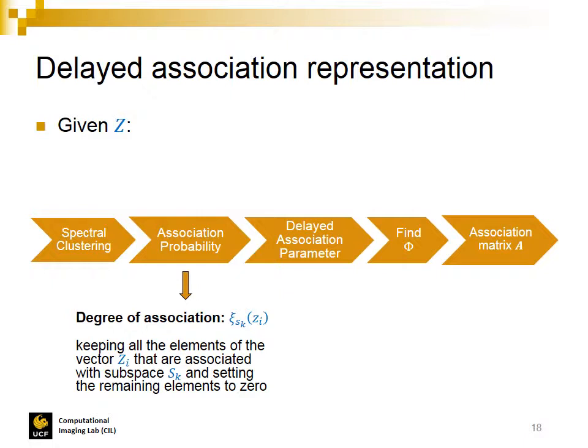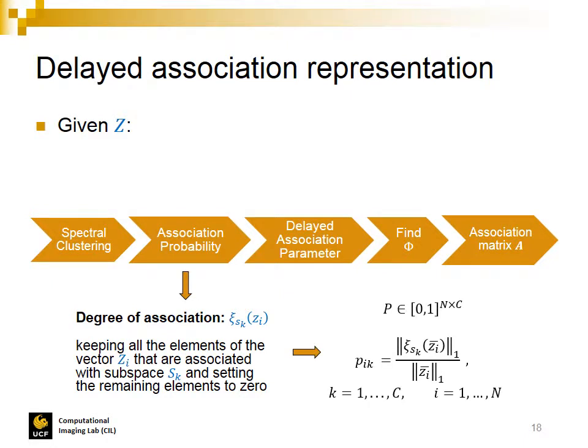Psi zi is found by keeping all the elements of the vector zi that are associated with subspace K and setting the remaining elements to 0. Using this formula, we build the association probability matrix P, which is an n by C matrix with element Pik being the probability of assigning point xi to subspace K.